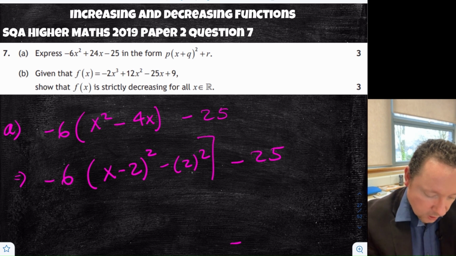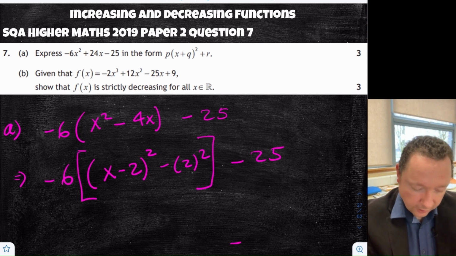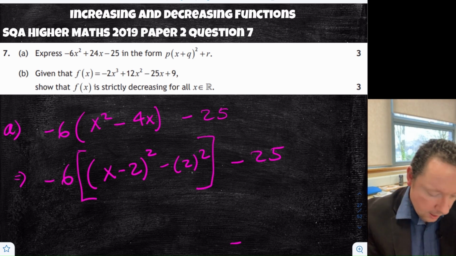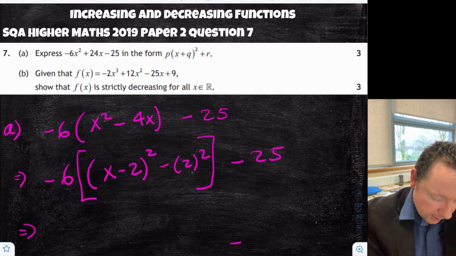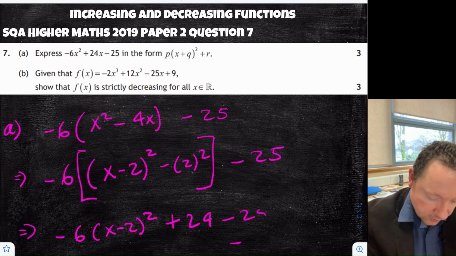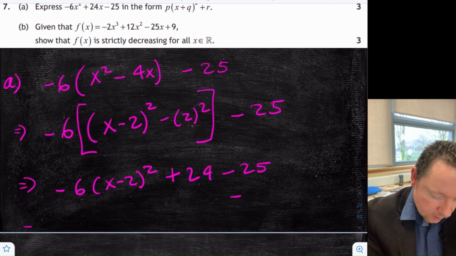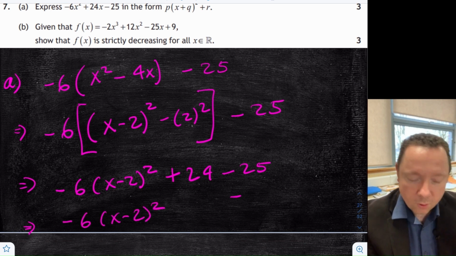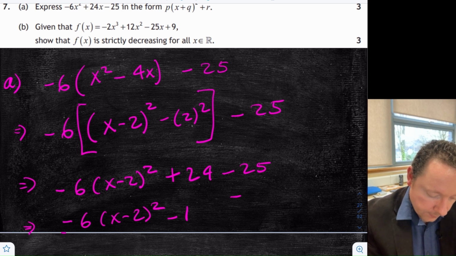Just be aware that this is all times by minus 6 though, so we need big brackets around it. So that gives us minus 6, x minus 2 squared. 2 2's is 4. 4 6's is 24. So we get plus 24 minus 25 sitting on the end. So that's minus 6(x minus 2) squared. 24 minus 25 is minus 1.